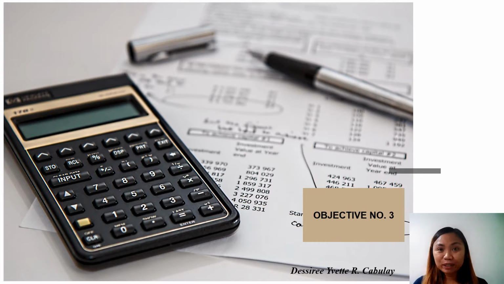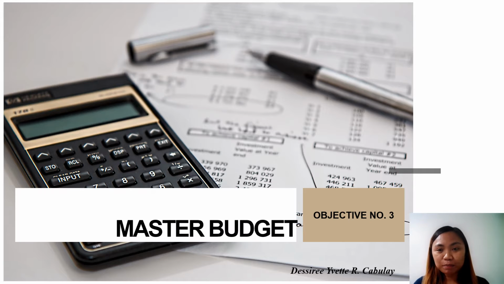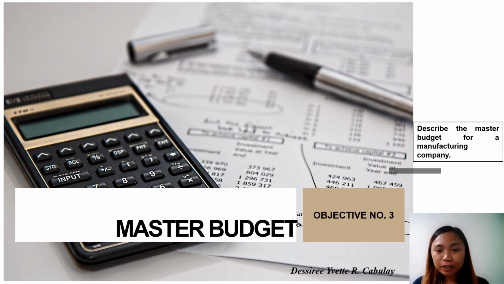So now that we have learned about the nature and objectives of budgeting as well as its basic elements, it's now time to talk about the third topic, which is the master budget. So in this topic, we will describe the master budget for a manufacturing company.